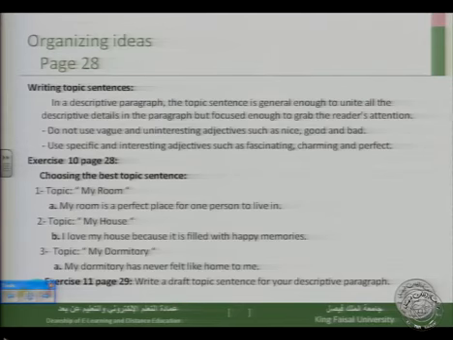For the third topic, my dormitory, we chose the topic sentence A, which is "My dormitory has never felt like home to me." Good. An exercise for you to do at home is exercise 11, page 29. It says write a draft topic sentence for your descriptive paragraph. Now you chose the topic, you chose the place you are going to write about, and now you should start by writing your topic sentence in order to know what your paragraph will look like.